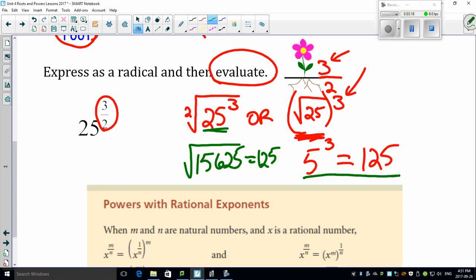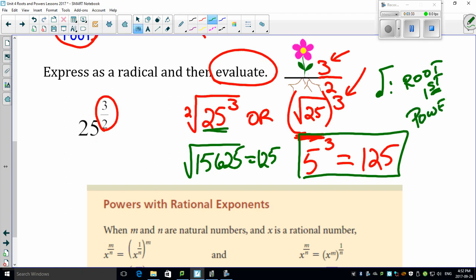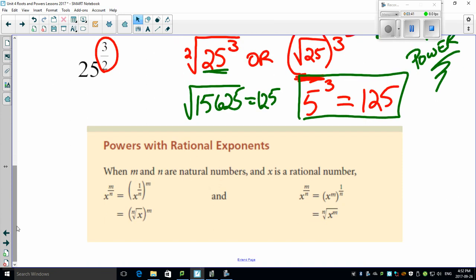I think this way, I don't know, I think it's easier, right? So you might want to put a little note here for yourself saying, do the square root or the root first, okay, and then the power. It doesn't matter, it'll give you the same answer, but doing the root first might allow you to do this in your head.